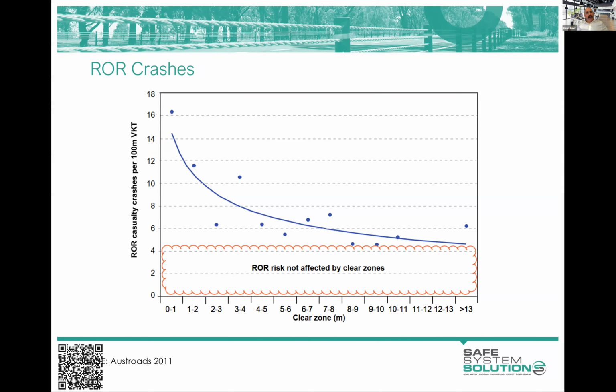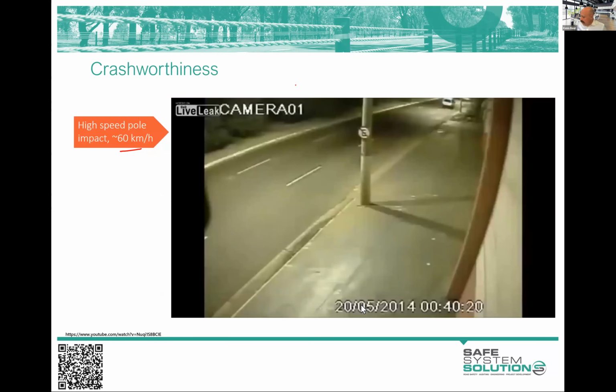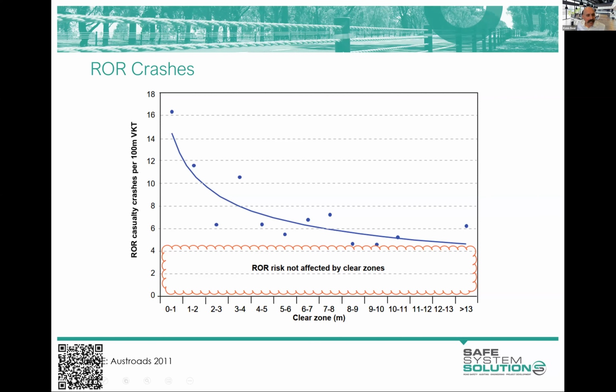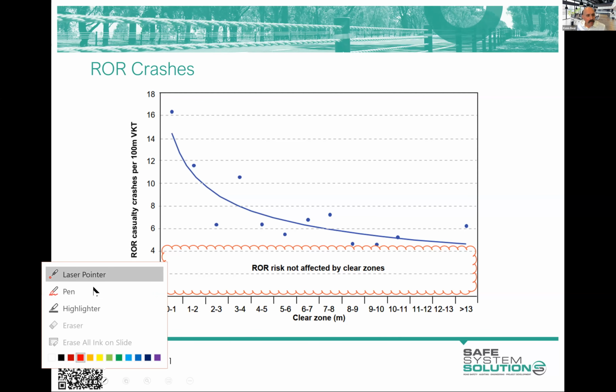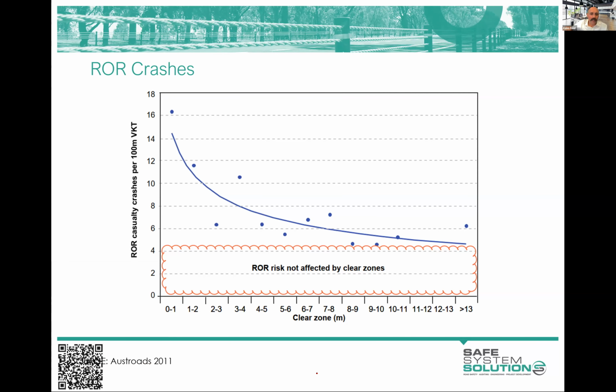But I again want to point out some of the limitations we have with them. So this is clear zone down the bottom, right? Now, many of you know clear zone being an area from the edge line free of fixed hazards. And here we've got run-off-road casualty crashes per 100 million VKT.